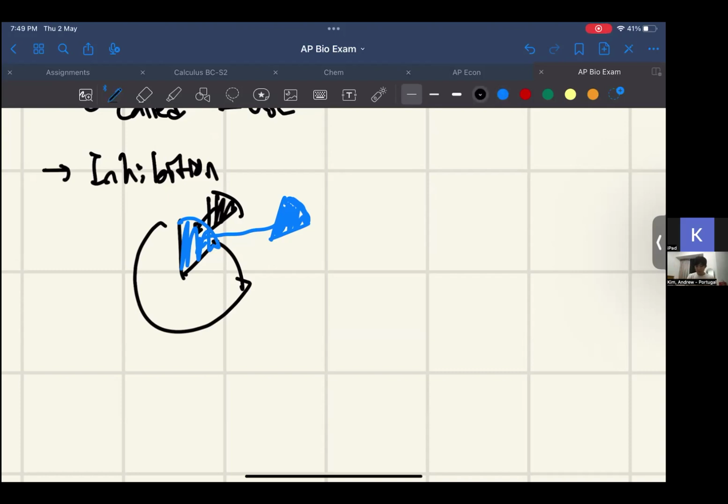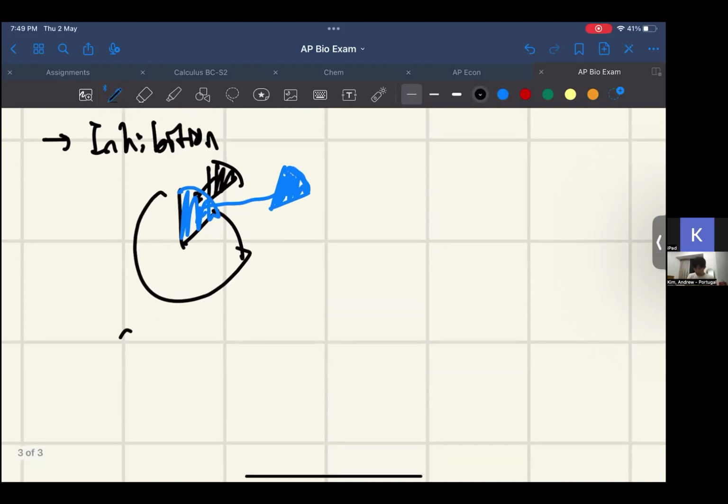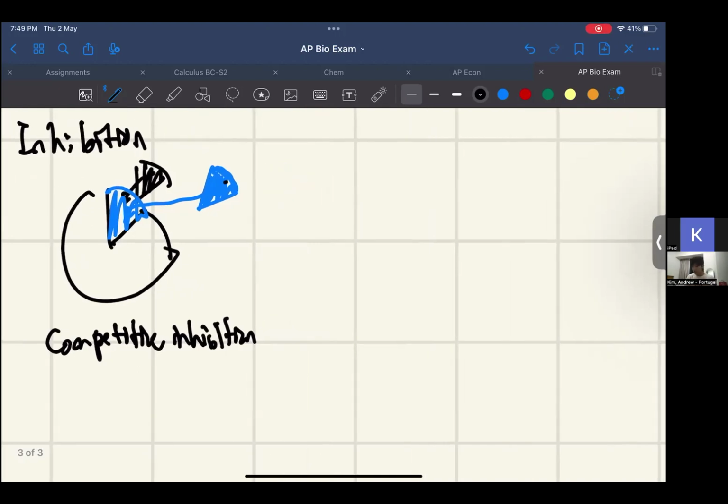Now, this type of inhibition is called competitive inhibition. Why? Because it's a competition between this black, legit substrate and the blue ripoff substrate. They're competing so that one can fill in the spot of the enzyme. So there's a competition going on, so we call that competitive inhibition. Now, of course, that means we also have non-competitive inhibition.